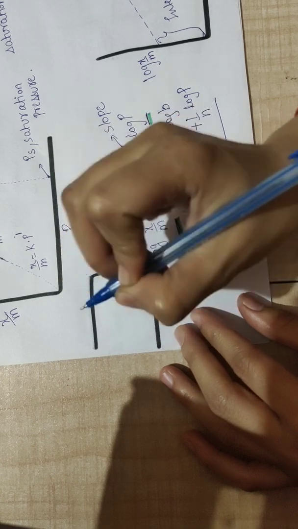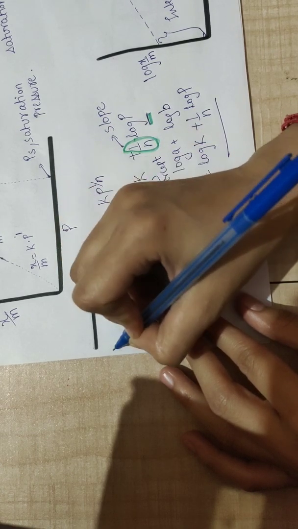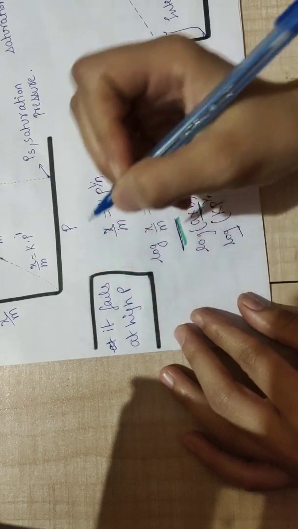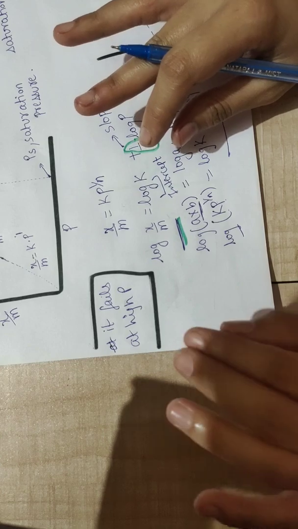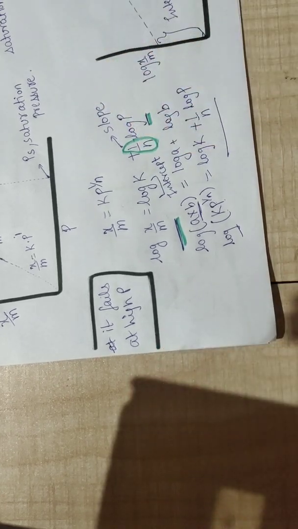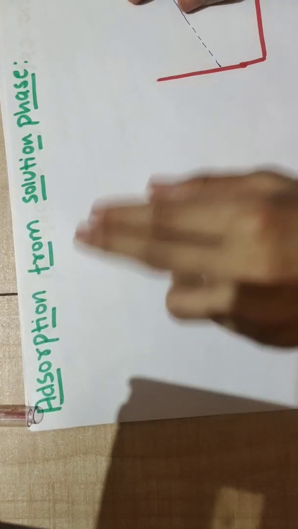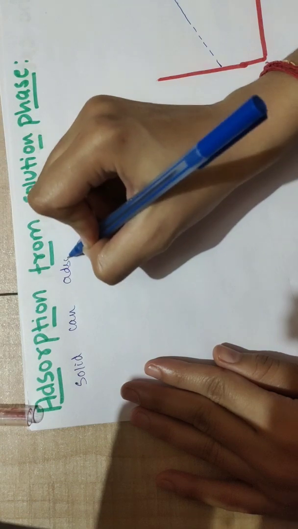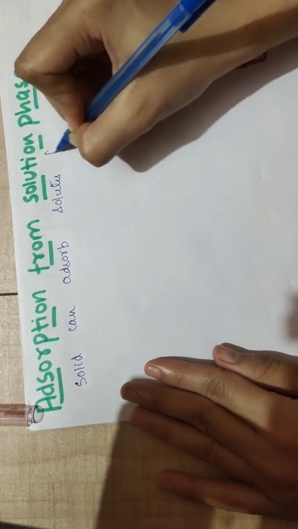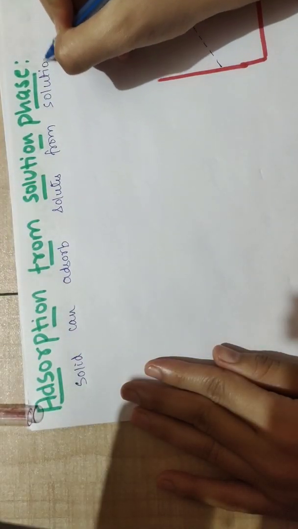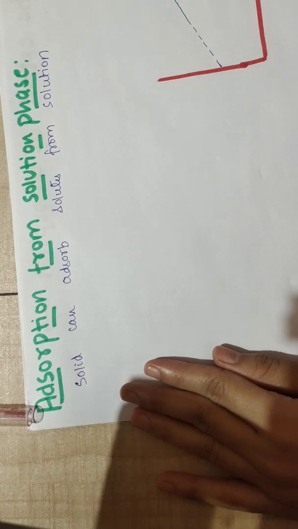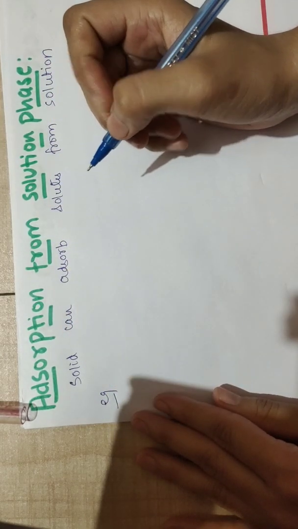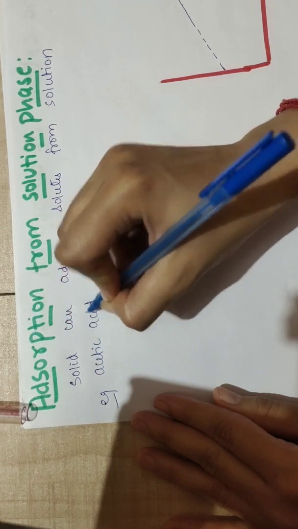Now, there is one point about the Freundlich adsorption isotherm, that it fails at high pressure. This was the last thing about the Freundlich adsorption isotherm. Now after this, the next topic becomes adsorption from solution phase. Now, solids can adsorb solutes from solution, and you know that a solution is made up of two components. One is solute and the second one is solvent. Now, to prove this statement, I'm going to take an example. The example is a solution of acetic acid in water.